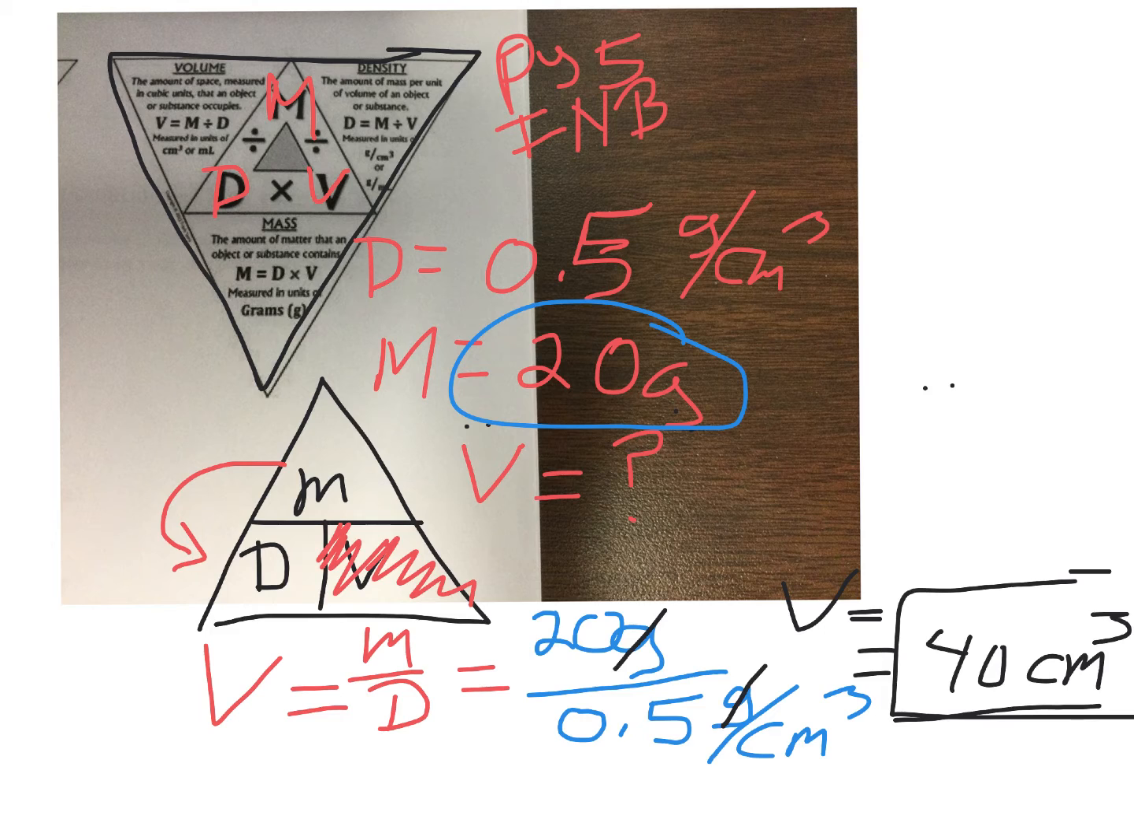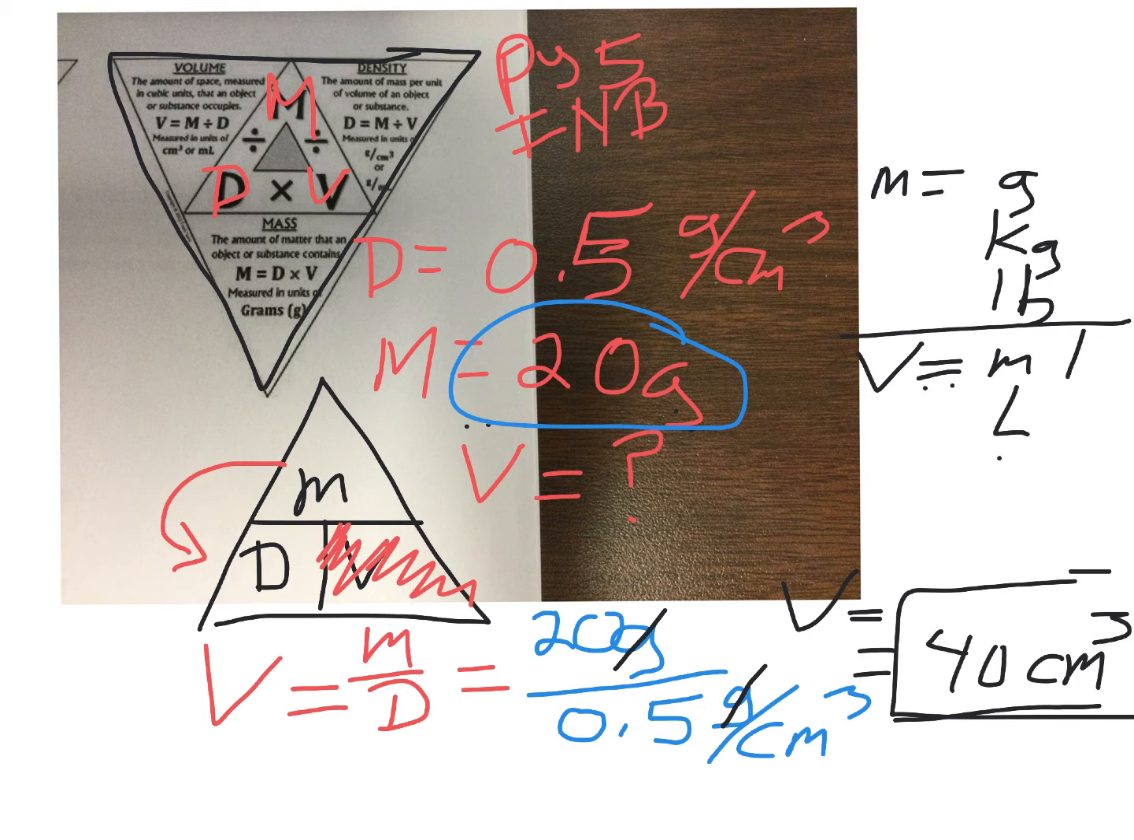Okay, real quickly, just a reminder that mass can be grams, kilograms, pounds, any of those is mass, okay? Volume can be milliliters, liters, centimeters cubed. Any of these are volume. Density has to have 2 units, so you can have grams per liter or kilograms per milliliter or anything like that, okay? All right, and do another one.